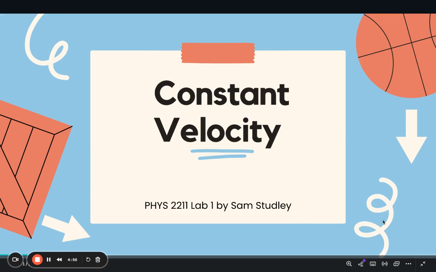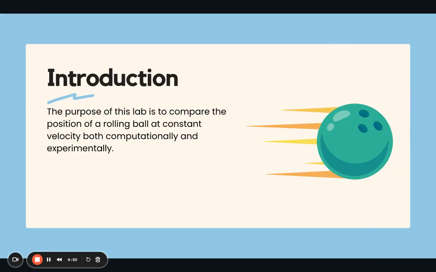Hello, my name is Sam Sudley, and this is my Physics 1 Lab 1, which explores the idea of constant velocity. An introduction to what this lab was: its purpose was to compare the position of a rolling ball at constant velocity, both computationally and experimentally, and see if there was a difference between the two.